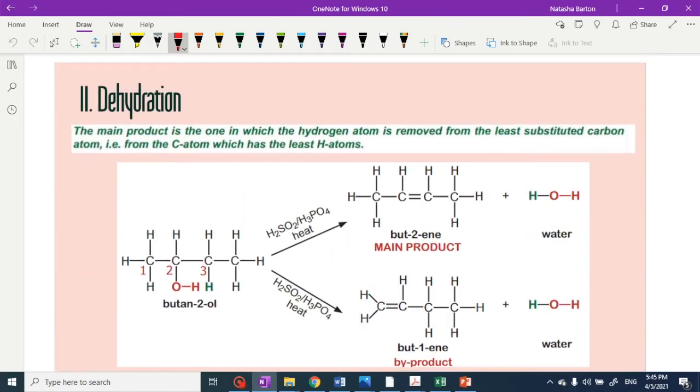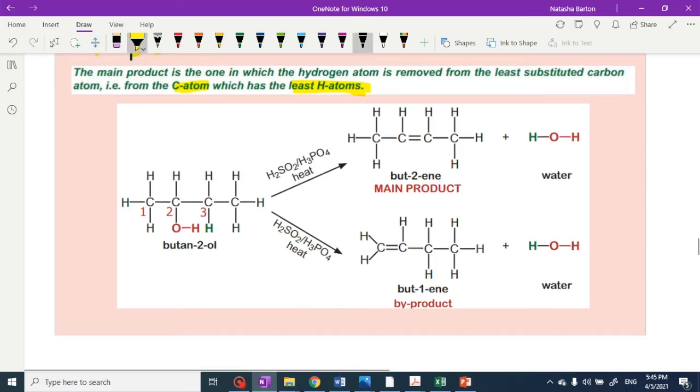So here are a few more examples of dehydration reactions. Sometimes your molecule is not going to be symmetrical and you are going to have options once again. Since these are elimination reactions, we are going to be making use of Zaitsev's rule, which says we're going to remove the hydrogen atom from the carbon atom that has the least hydrogen atoms. We are only interested in the main, also called the major product. We're not interested in the minor product very much, but I'm still going to teach it to you just in case.